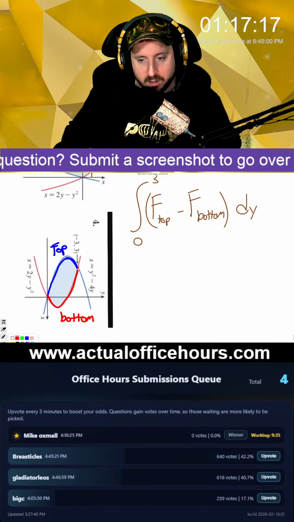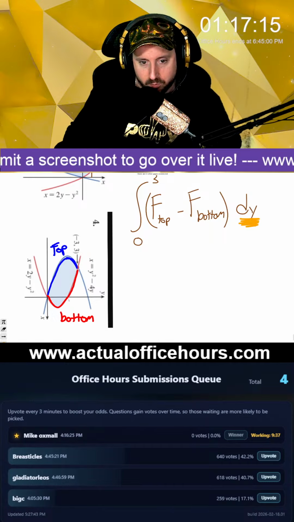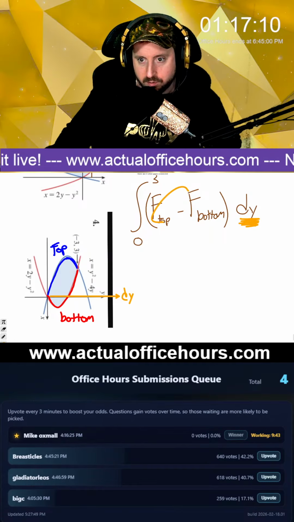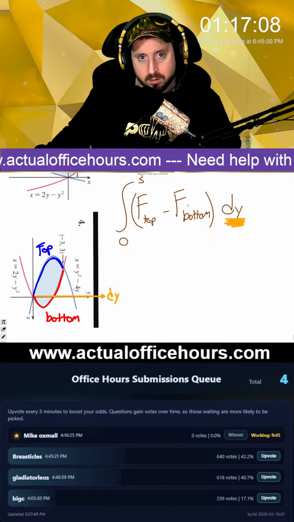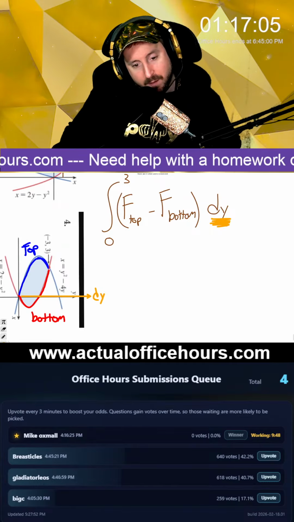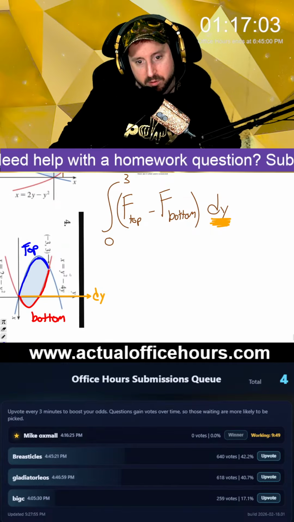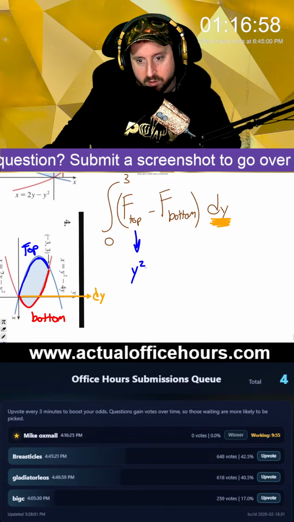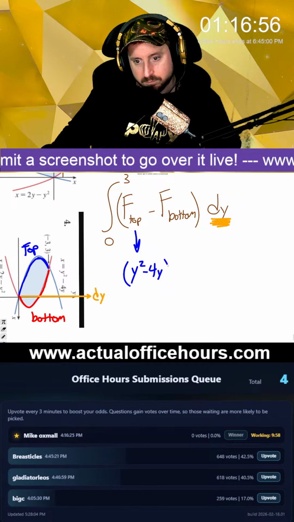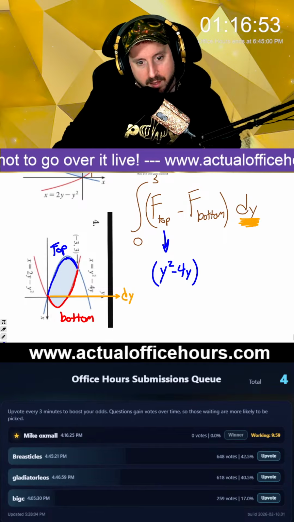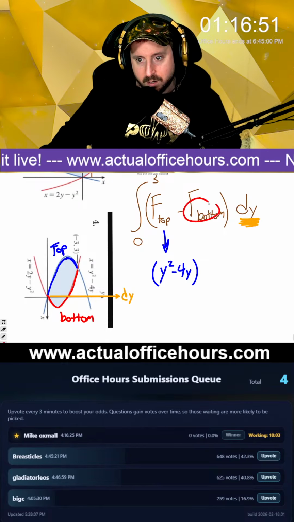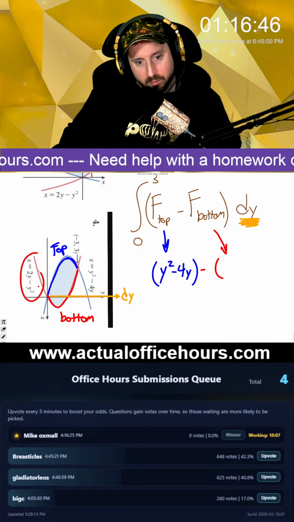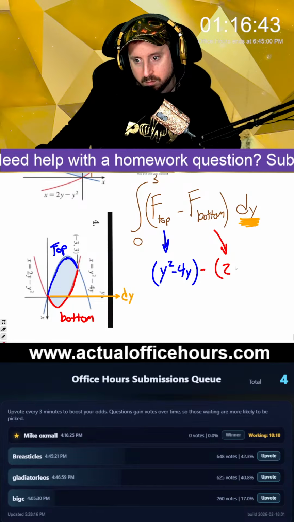But because we're doing integral dy, because we're traveling this way, dy, I need these functions to be in terms of y. So in this case, the top function, they already gave it to us, actually, right? x equals y squared minus... okay, so this one is y squared minus 4y. And then this one right here, so you can say minus, and then this one was 2y minus y squared.